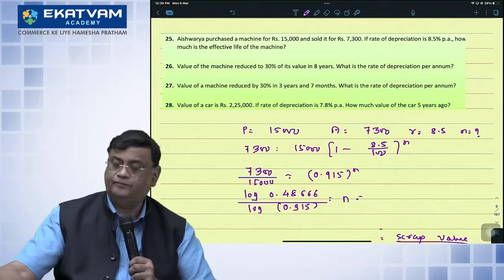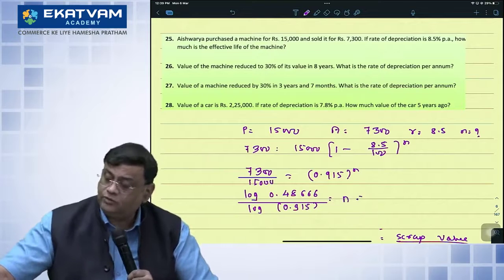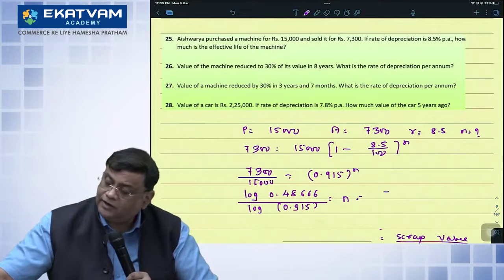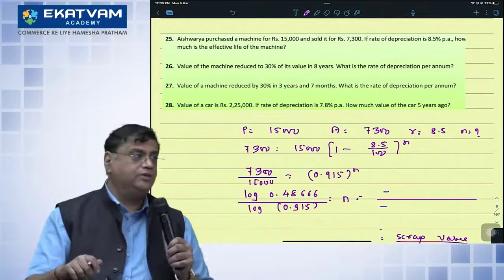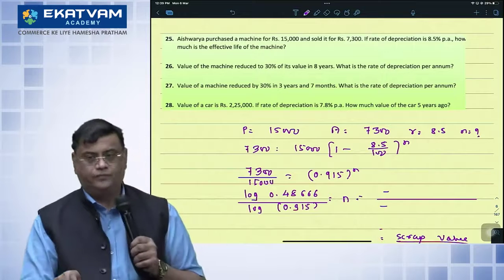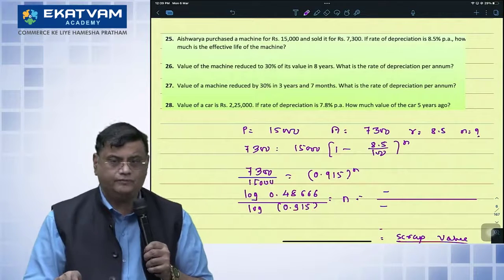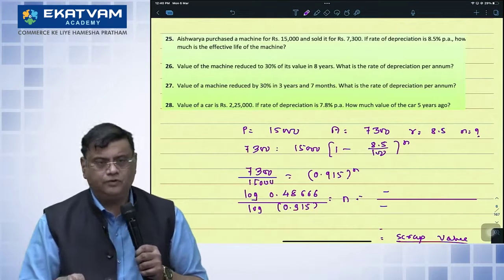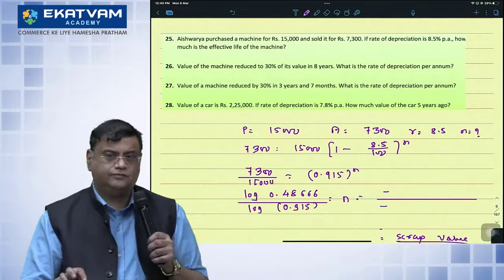By the way, here the log will come out negative. But it will be negative in the numerator as well as in the denominator, so the negative will become positive. Period cannot be negative. Log is negative. Find out. Go ahead, move your fingers fast.